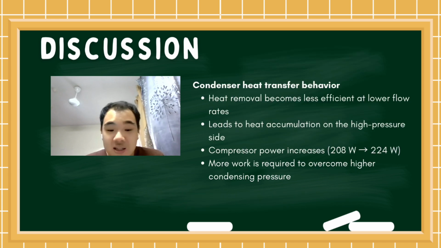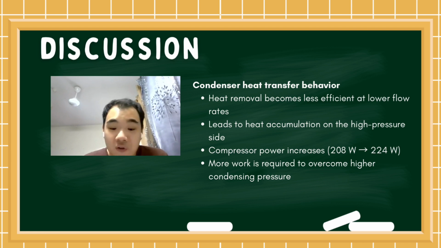So the condenser heat transfer behaves like this because the heat removal becomes less efficient at lower flow rates and leads to heat accumulation on the high pressure side. And we also can find that the compressor power increased from 208 watts to 224 watts. Why? Because more power is required to overcome the higher condensing pressure.